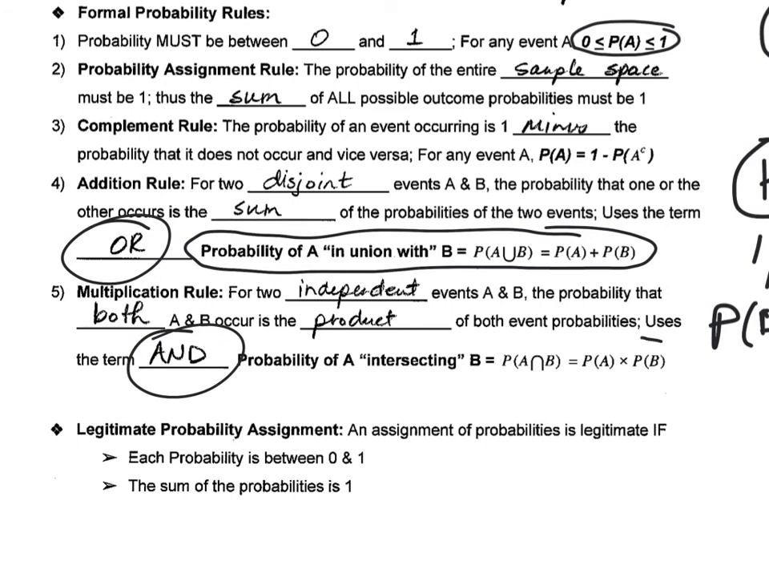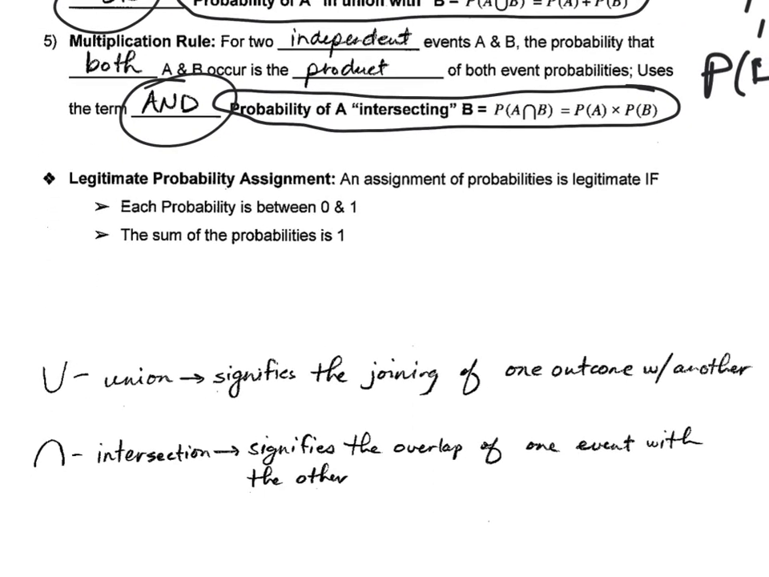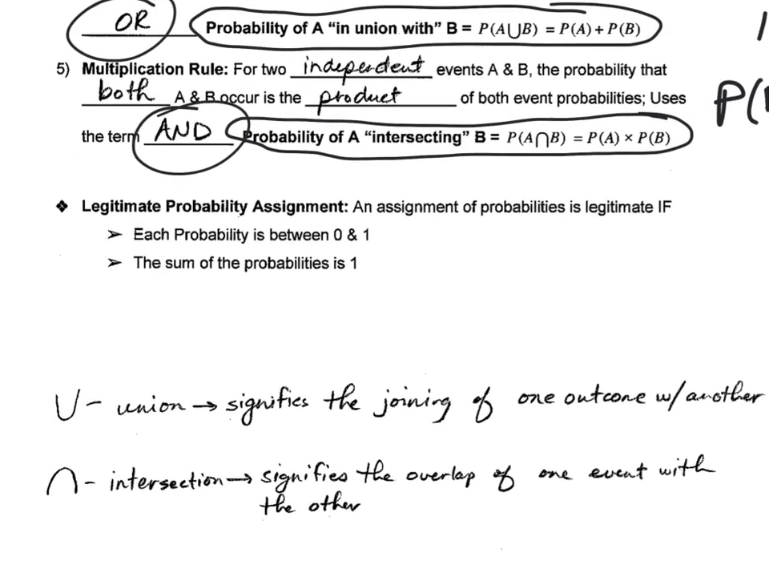And again, the probability of A intersecting B. I explain what intersecting and all that is down here on the bottom. As a matter of fact, I'll move that up right here. You can see what union and intersection are. A union signifies the joining of one outcome with another, and the intersection signifies the overlap of one event with the other. We're going to be working some multiplication and addition rule examples together.